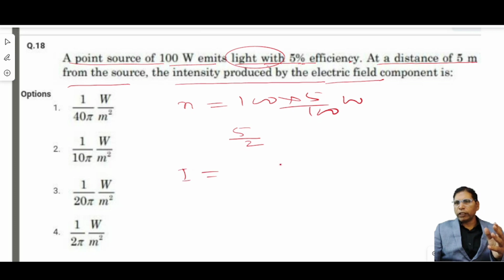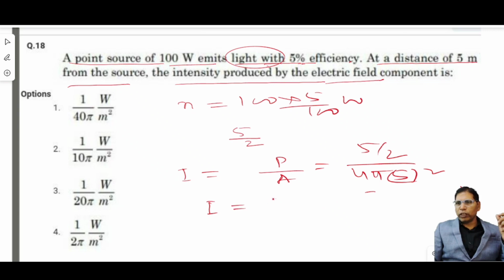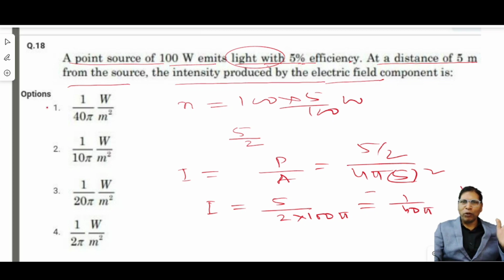Intensity is power by area. So this is 5 by 2 divided by 4 pi into 5 square. So I equals 5 by 2 into 100 pi. So 1 by 40 pi is the intensity produced by the electric field. Now option A is correct.